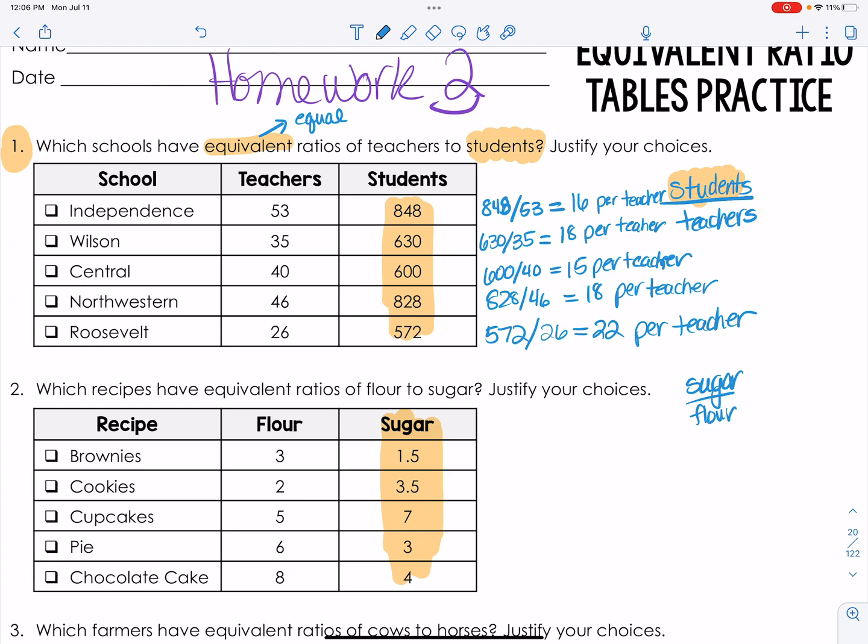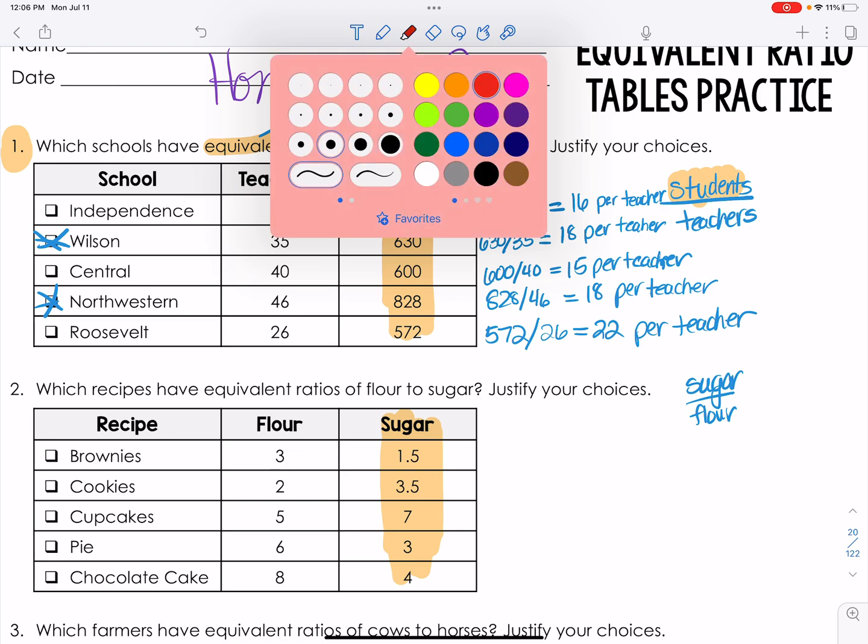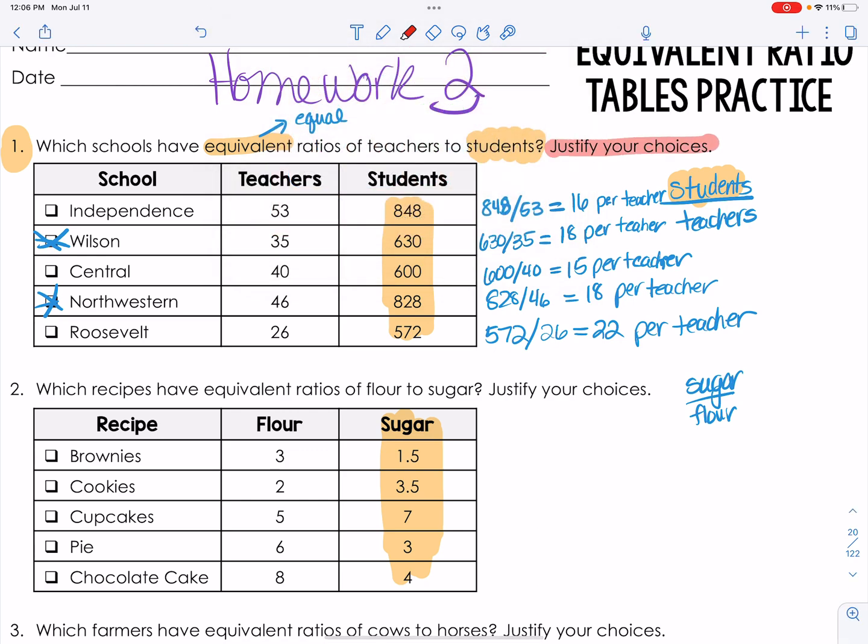But the question says, which ones are equivalent? Well, Wilson and Northwestern, they both have 18 students per teacher, okay? And it says justify your choice. I believe writing this right here justifies my choice. If I was a teacher, well, I guess I am a teacher, right? But as a teacher, I know that those answers must be right.